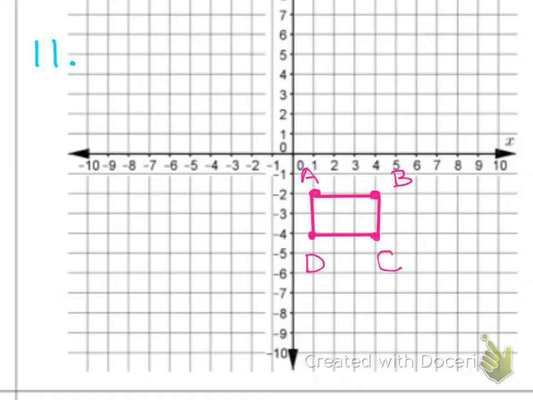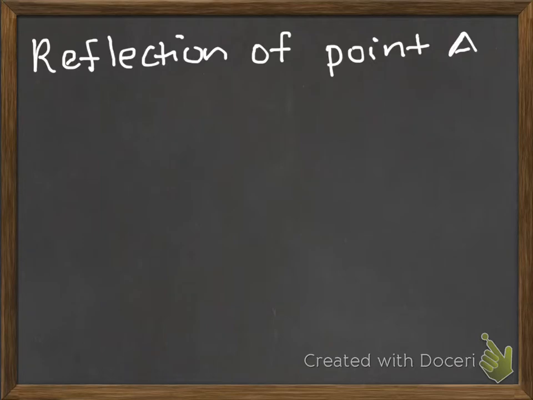For number 11, you're going to see a coordinate plane that looks something like this, and you will see this rectangle drawn on the coordinate plane with points A, B, C, and D labeled. So for the next set of questions, you're going to have to listen closely because I'm going to write them on the next screen, and then we're going to flip back to this screen to do the work. For this set of questions, it's going to give you a story about a library or a post office or something along those lines. But the bottom line is you need to be able to find a reflection of point A across the x-axis.